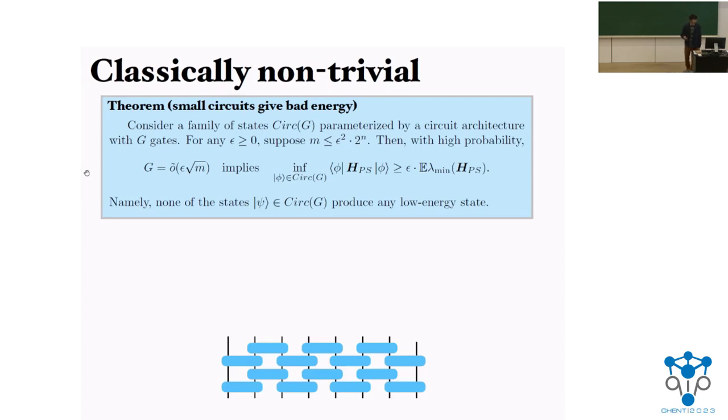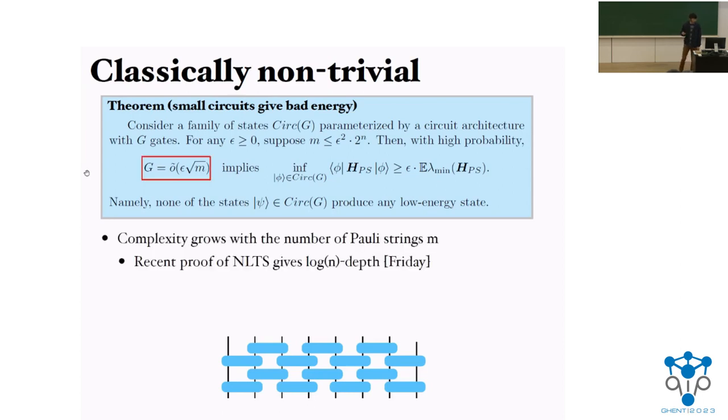On the other hand, we also proved that all of these states actually also have a pretty high circuit complexity. So it means that if someone gives you a small circuit and allows you to change all the gates, you're not going to find a good energy. Your state is going to have a very poor energy. In short, the complexity is going to grow with the number of Pauli strings m. And the scaling is root m.